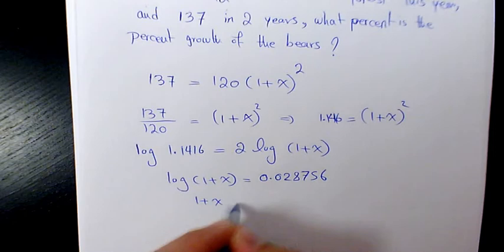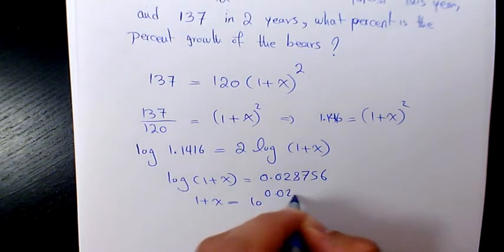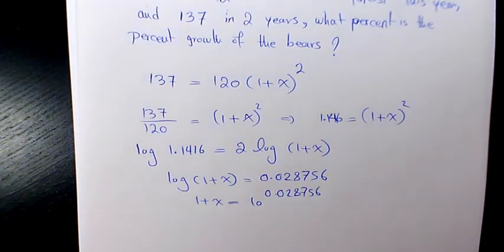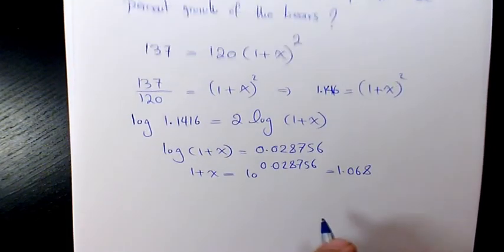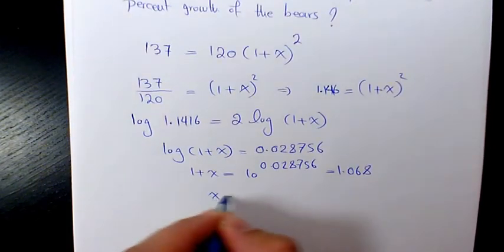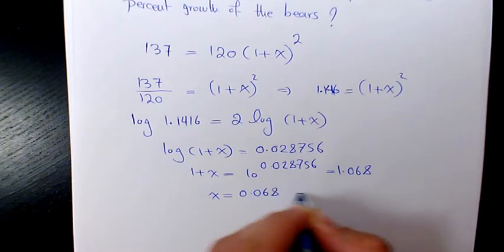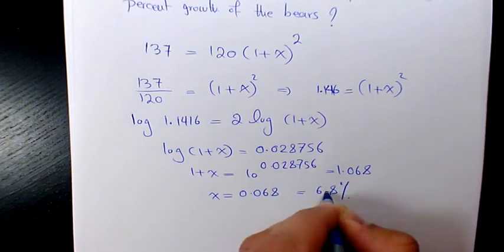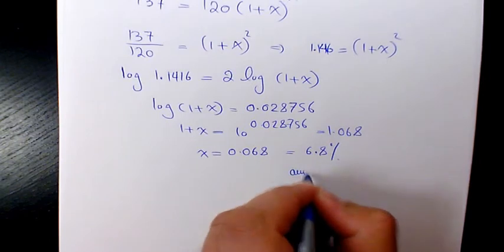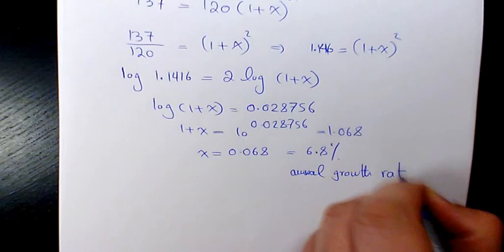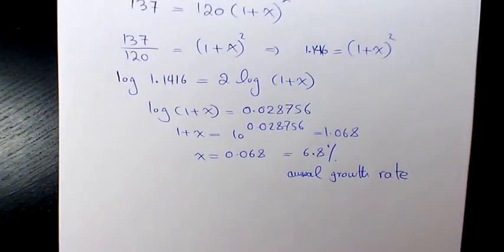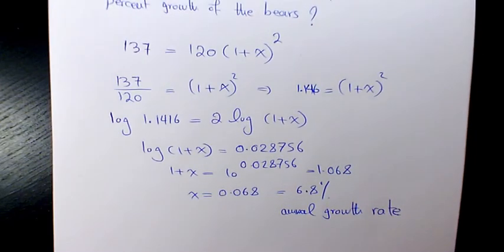So 1 plus x is going to be 10 to the power of 0.028756. So it's going to be 1.068. So it means that x is 0.068 or 6.8% annual growth rate. So that's going to be the growth rate for number of bears.